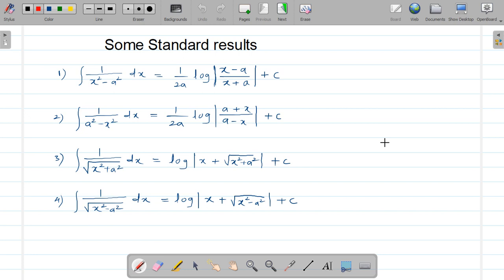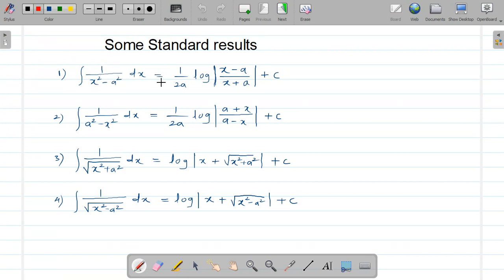Dear students, in this lecture we are going to study some standard results. Last time we have discussed the type number 1 related to these standard results. Just recall all the results. See, first result is to evaluate the integration of the form 1 upon x square minus a square dx.